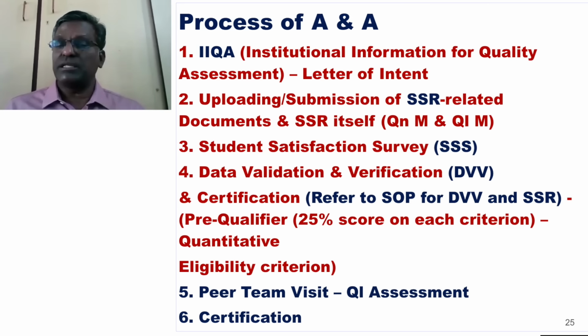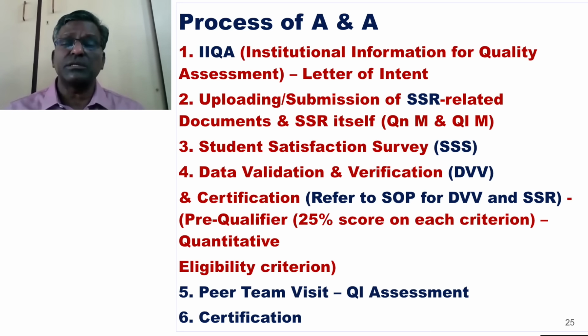Now, simultaneously, another process is set in motion, and that is called Student Satisfaction Survey, SSS. So 10% of the students of a college or a university or an affiliated college or an autonomous college, NAAC directly contacts them through email, and they have to fill in a questionnaire, and this questionnaire is very simple. Why do I say it is very simple?